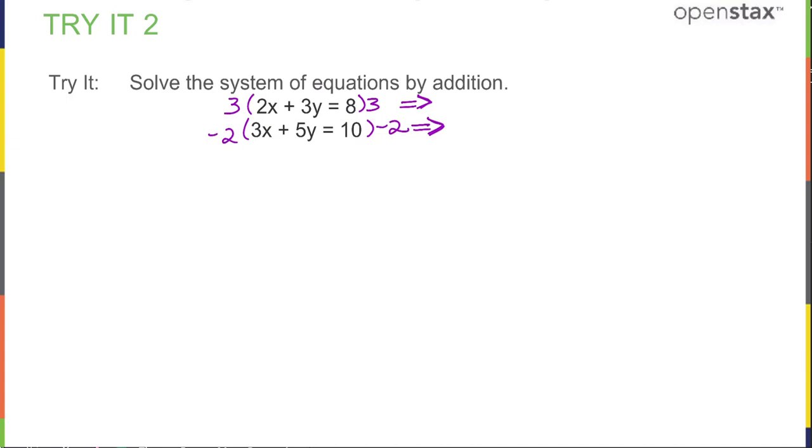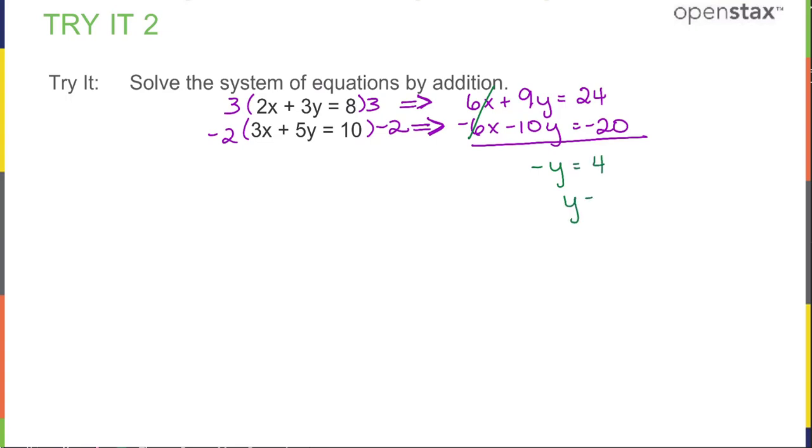So the new top equation would be 6x plus 9y equals 24. The new bottom equation would be negative 6x minus 10y equals negative 20. So we're going to add together. The x's cancel. We get negative y equals 4. If we divide both sides by negative 1, we get y equals negative 4.